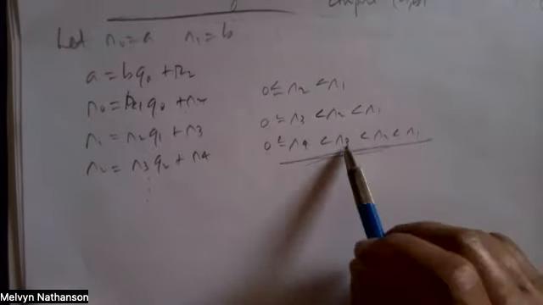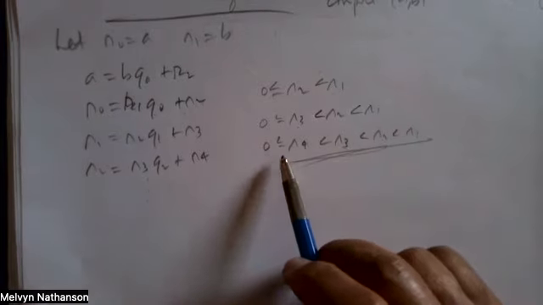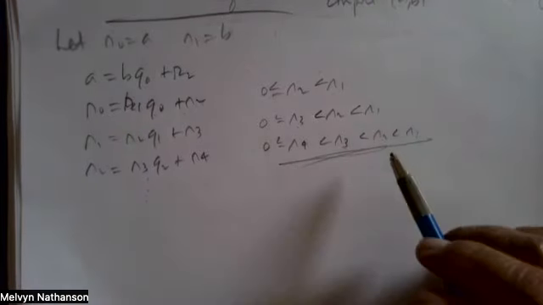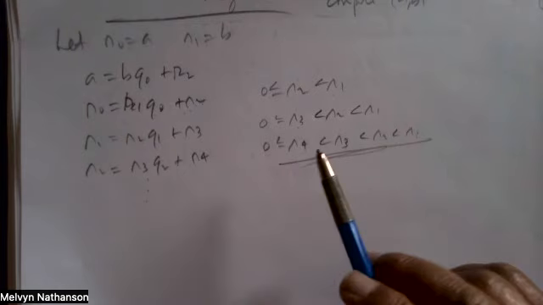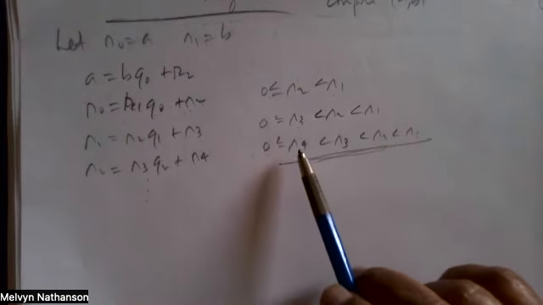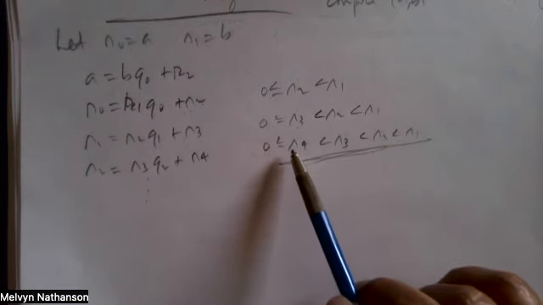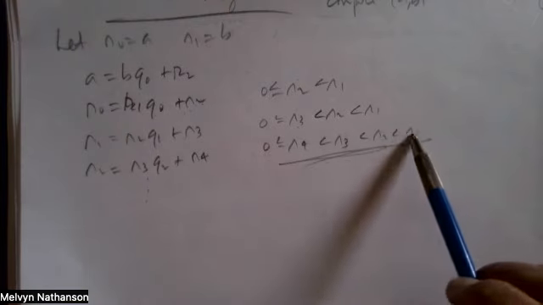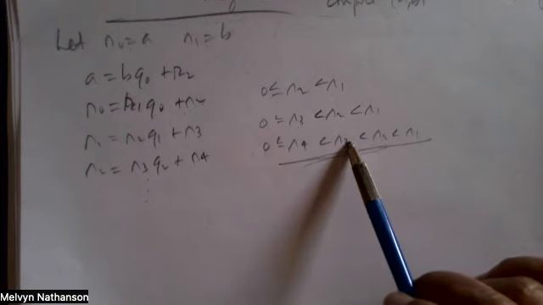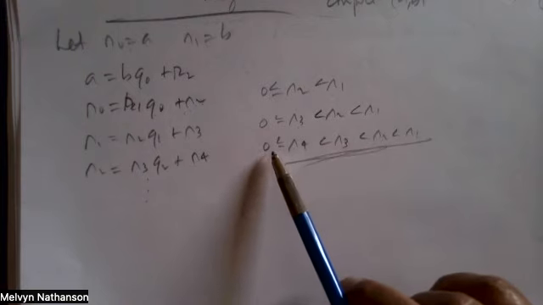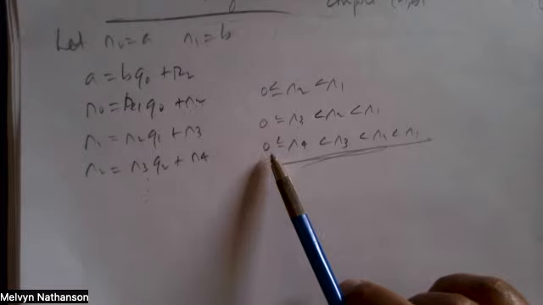Now, this sequence of remainders is strictly decreasing. R1 bigger than R2, bigger than R3, bigger than R4, but greater than or equal to 0. And I claim at some point, so long as your remainder is positive, you can divide. But you can't divide forever because a strictly decreasing sequence of positive integers eventually has to hit zero. It has to stop.